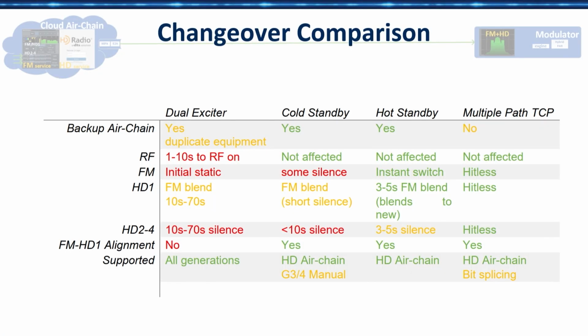So, if you compare the different changeover architectures, today we have dual exciters. And with that, you can have 2 air chains. You can make everything redundant if you like, or you can split it, whatever you like to do. But one key thing here to highlight is that 2 exciters are not actually fully HD synchronized with one another. If you do a changeover to exciter B, well, first you will drop RF. There will be a little bit of static on the FM until you come back up to full power.